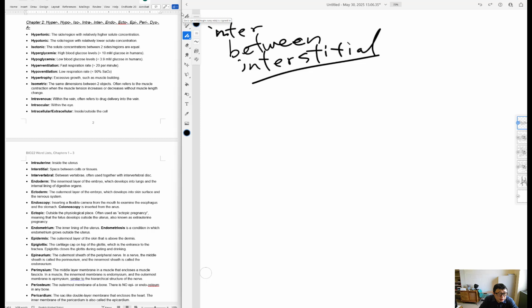Our tissues or cells stay in our body, but they are not always bound to each other all the time. There is fluid existing between tissues, and that's called interstitial fluid. Interstitial fluid originally comes from the blood, and it is later drained by the lymphatic system. So interstitial is a word we'll use a lot.